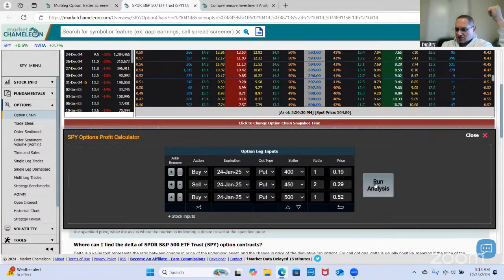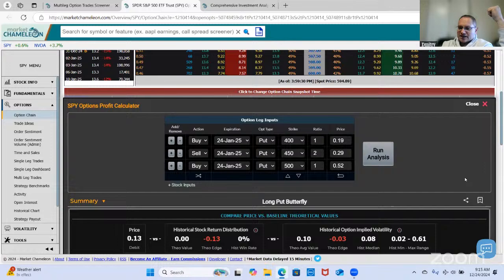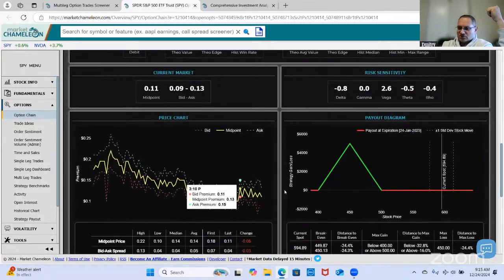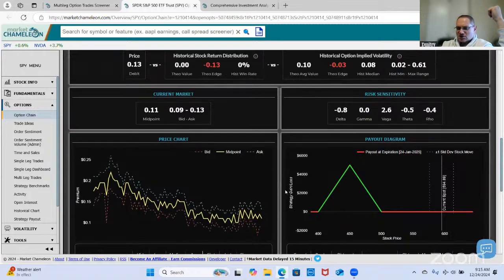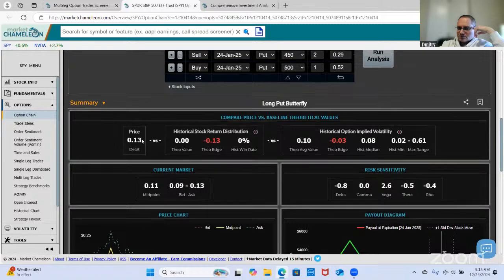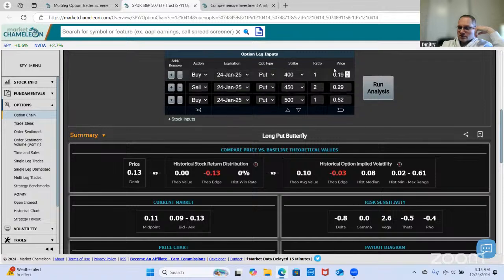So we could run the analysis and start getting some of these questions answered. So I'm going to run the analysis here. And now it loaded up a lot of data for us to take a look at in analytics. So here we could see that this spread, if we line it up with these prices, is 13 cents right now. 9 cents, 13 cents is the spread value.